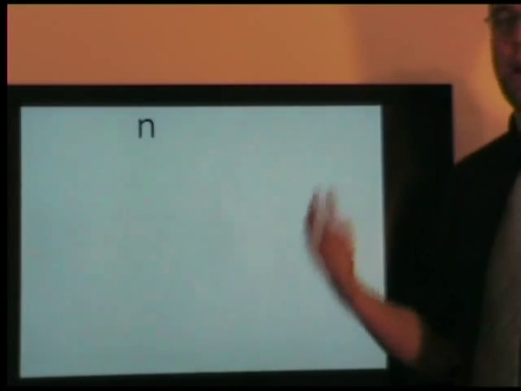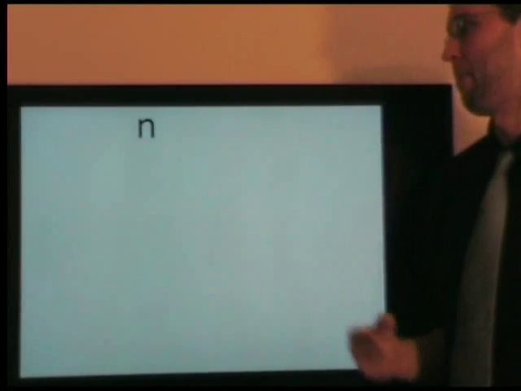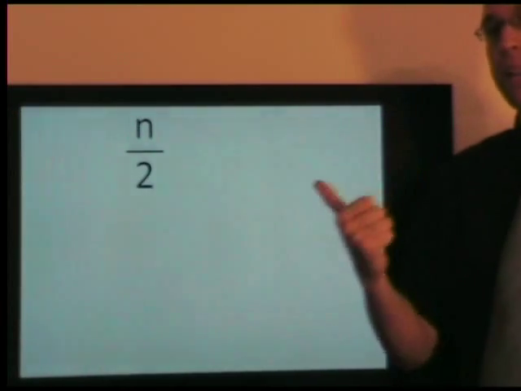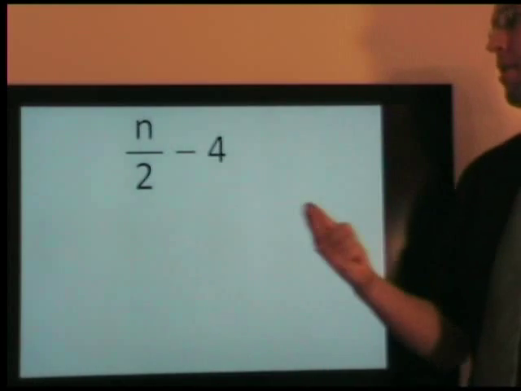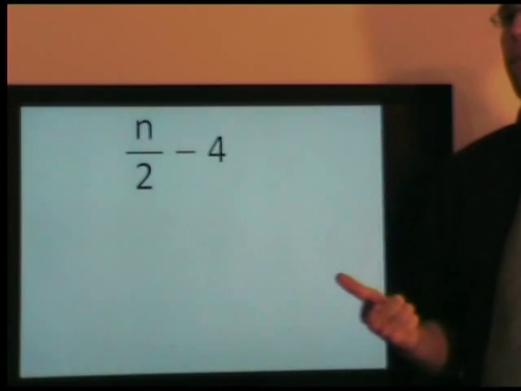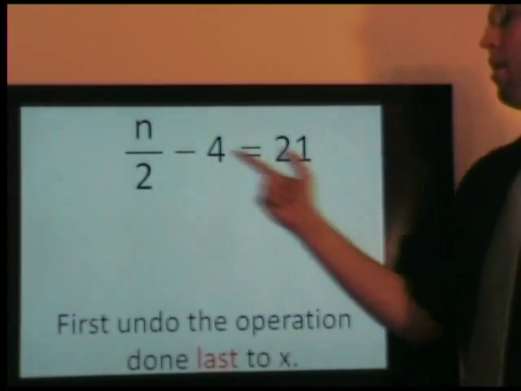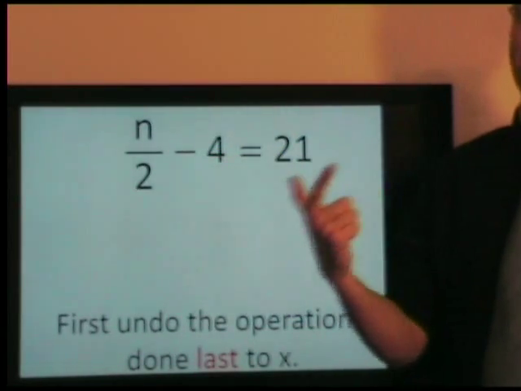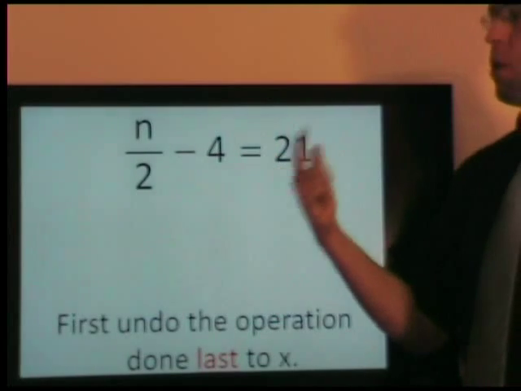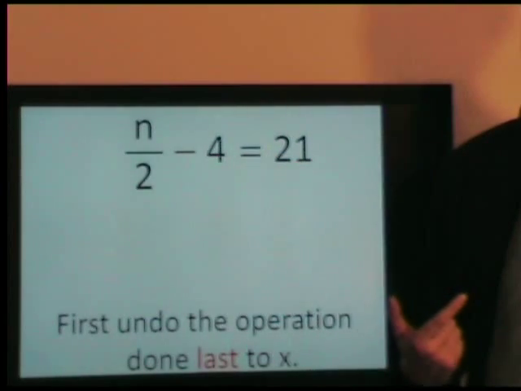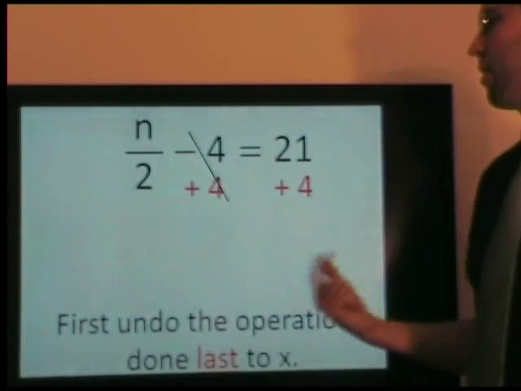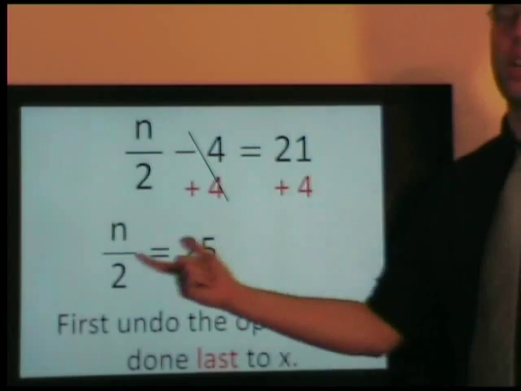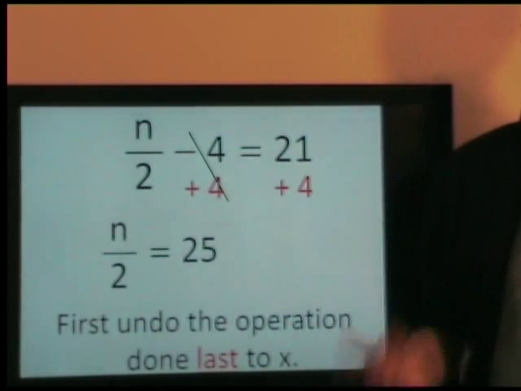Another example, I'm thinking of a specific number. The first thing I'm doing is dividing by 2. The next thing is I'm subtracting 4. If the result is 21, what is that number? So subtracting 4 is the last operation being done to n, so we undo that first. Plus 4 on both sides, bring it down. How do we undo dividing by 2? Multiply by 2.